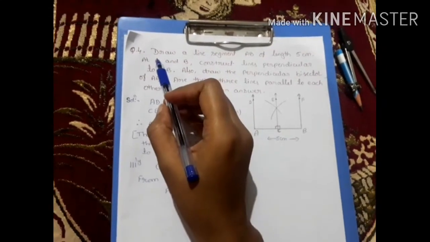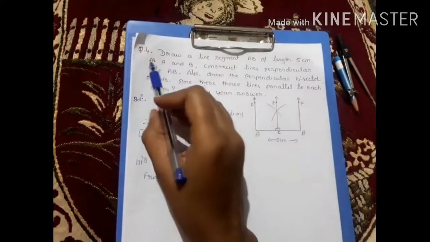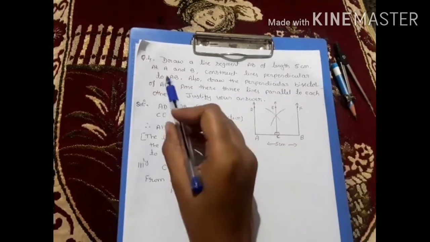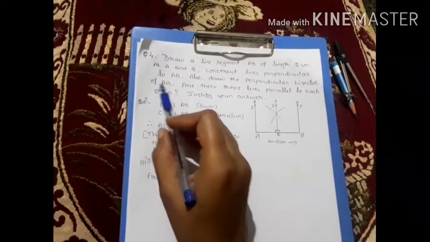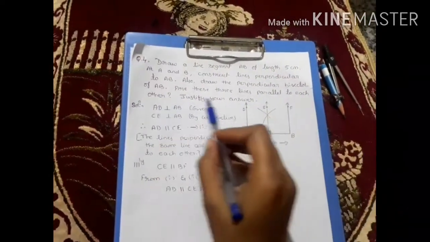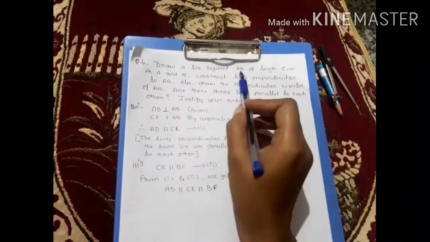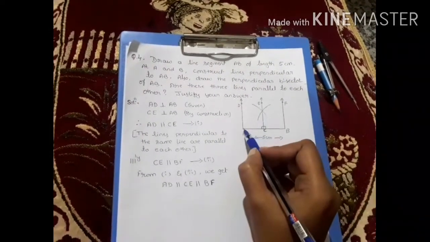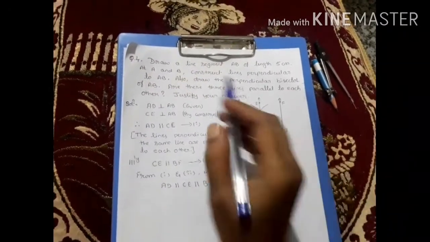Question number 4. Draw a line segment AB of length 5 cm. At A and B, construct lines perpendicular to AB. Also draw the perpendicular bisector of AB. Are these three lines parallel to each other? Justify your answer. Here you have to draw a line segment AB of length 5 cm, so by using a scale, draw a line segment AB of length 5 cm.